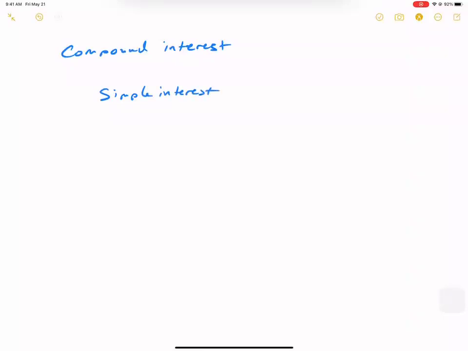Simple interest is, let's say you put $100 in the bank and I promise you a rate of 5% per year. So after 1 year, how much would you have?